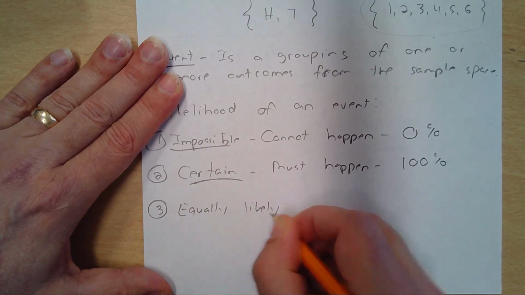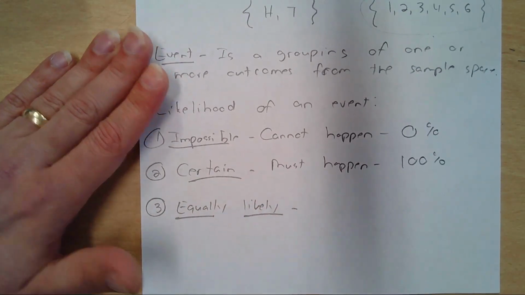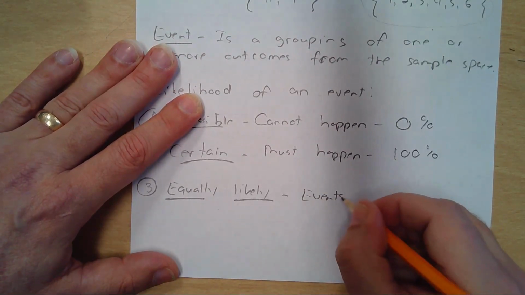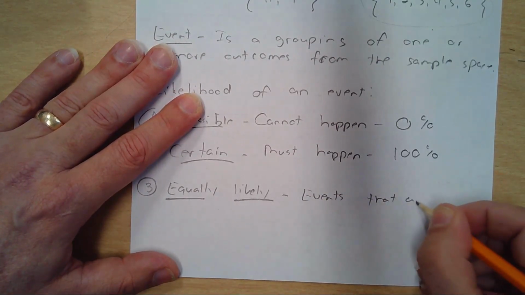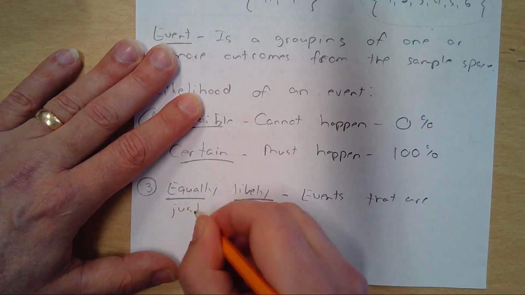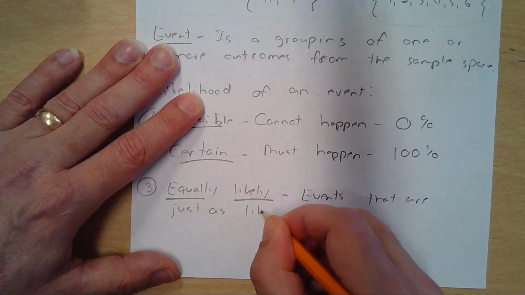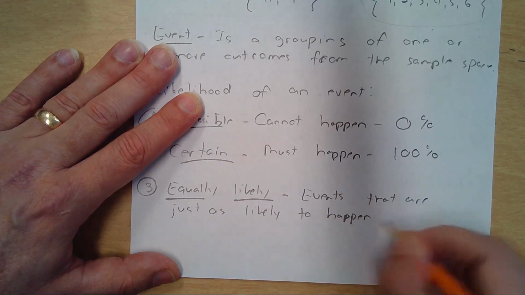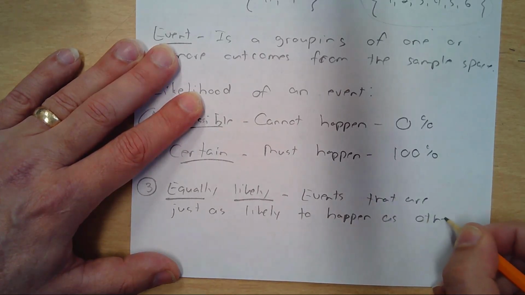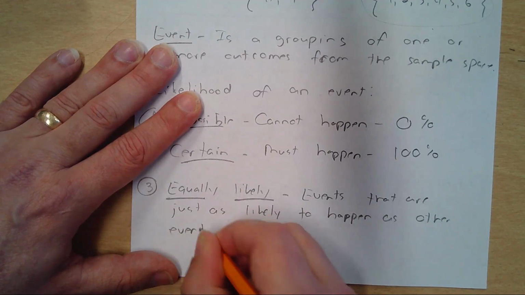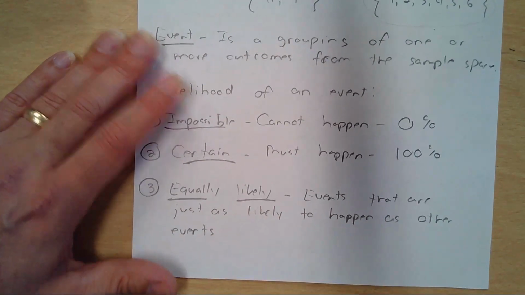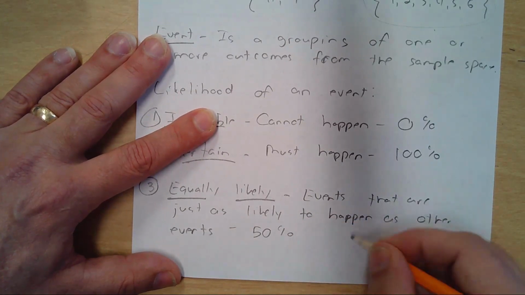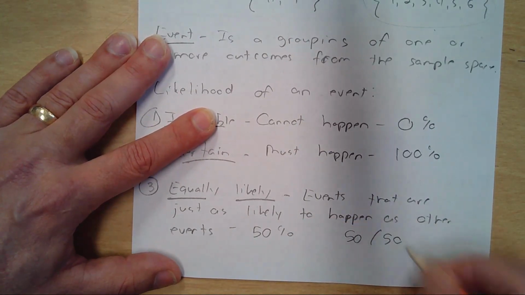Equally likely. Events that are just as likely to happen as other events. Like heads and tails. Exactly. This would be 50%, or you could say a 50-50 chance.